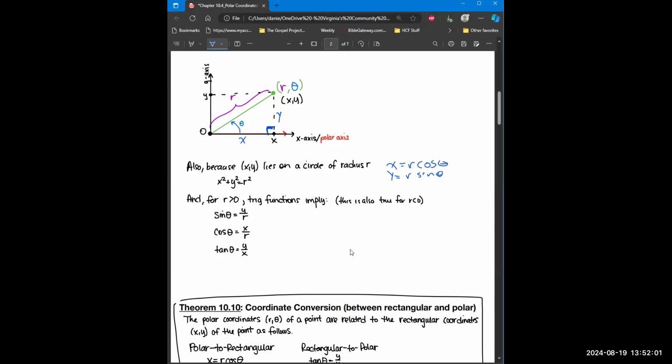And then we have the other one, tan theta is equal to y over x. This is the slope of the line OP. I call this point out here P.